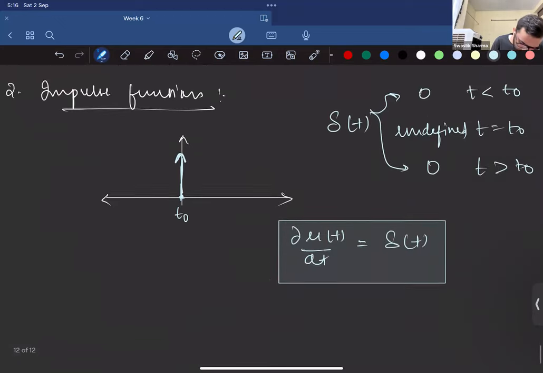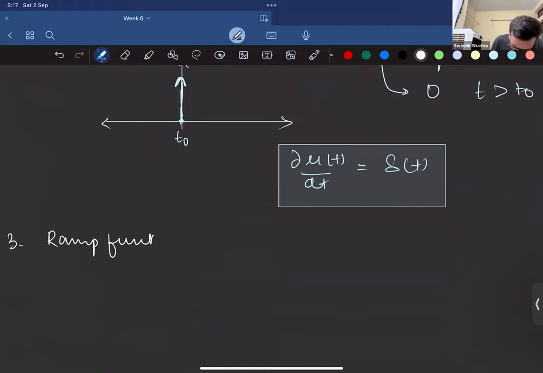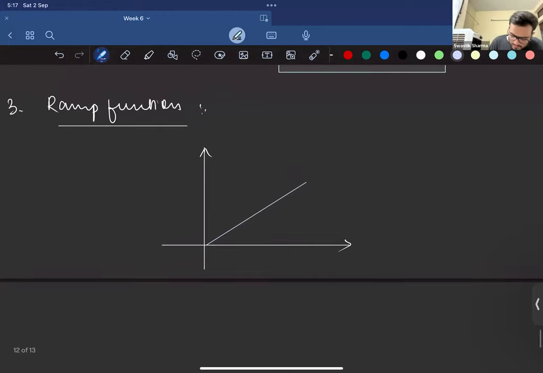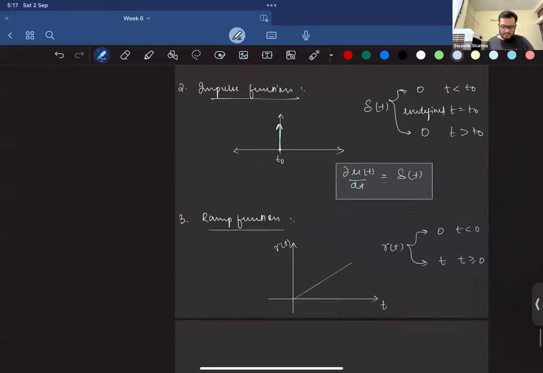There's one more class, it's called the ramp function. So what is a ramp function? Ramp functions are those functions which increase or decrease, they can be both, at a constant rate, right? So this is a ramp function, it's denoted by r(t). It's 0 for t less than 0, and it's t for t greater than or equal to 0. Let's say it's some t, right?